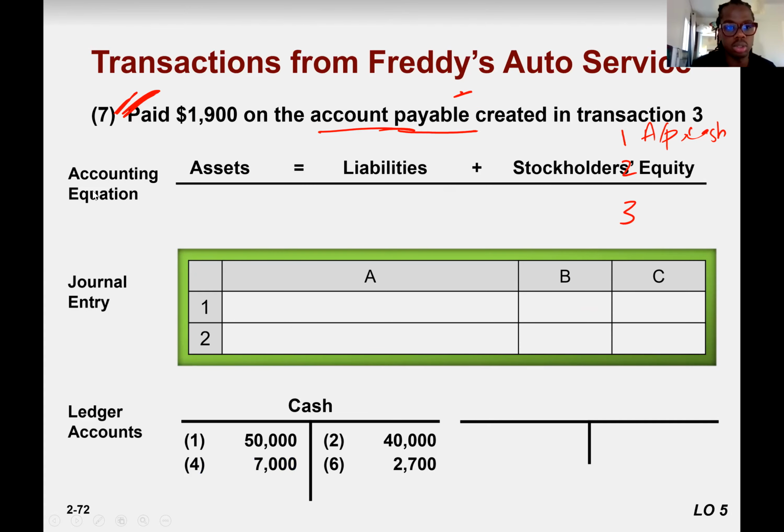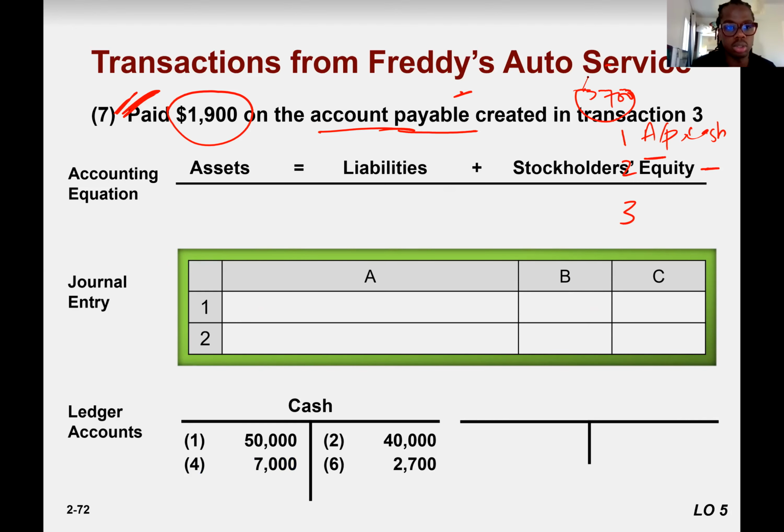Now in transaction 7, we paid 1900, original was 3700, and now we paid 1900. So does accounts payable decrease or increase? Cash for sure decreases. Accounts payable also decreases because we pay 1900 of our liabilities from 3700.